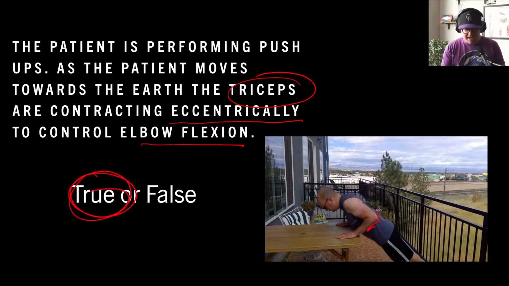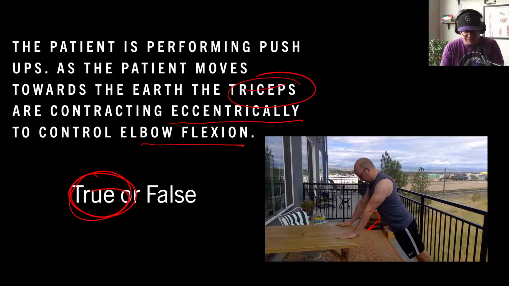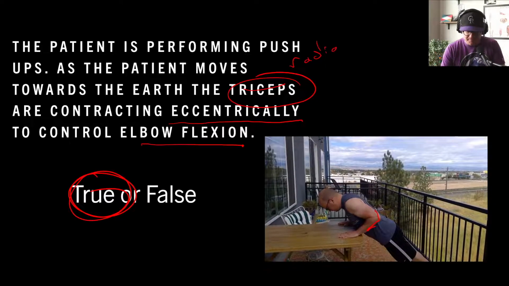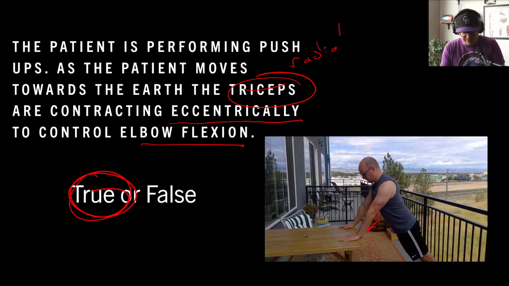True. So now, if you look at this question here, you should be getting pretty good at this. You could see how they could easily change triceps to the nerve, which is going to be your radial nerve. So if they said as the patient moves towards the earth, the muscle innervated by the radial nerve is contracting eccentrically to control elbow flexion, boom, because you know muscle, nerve, you got it.